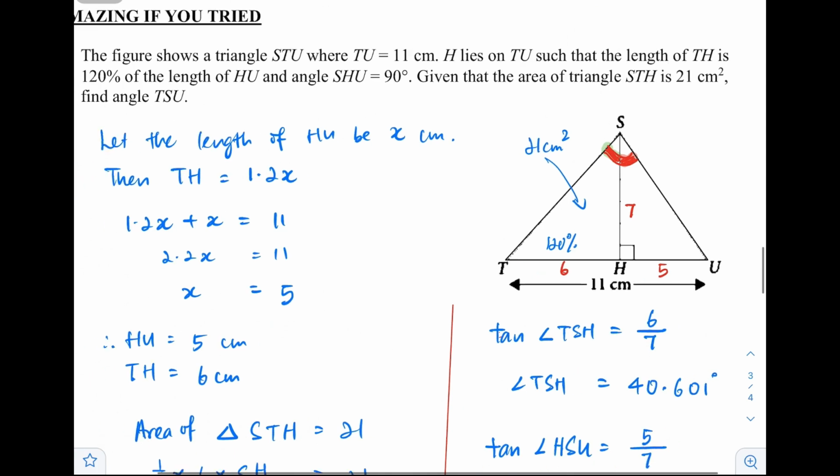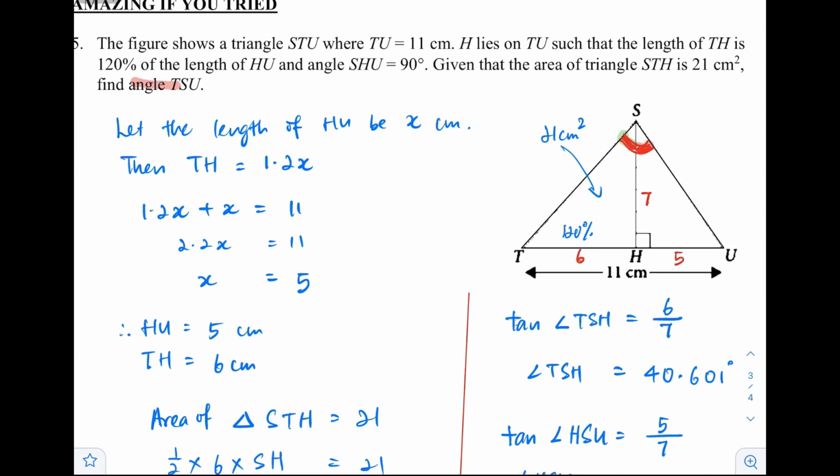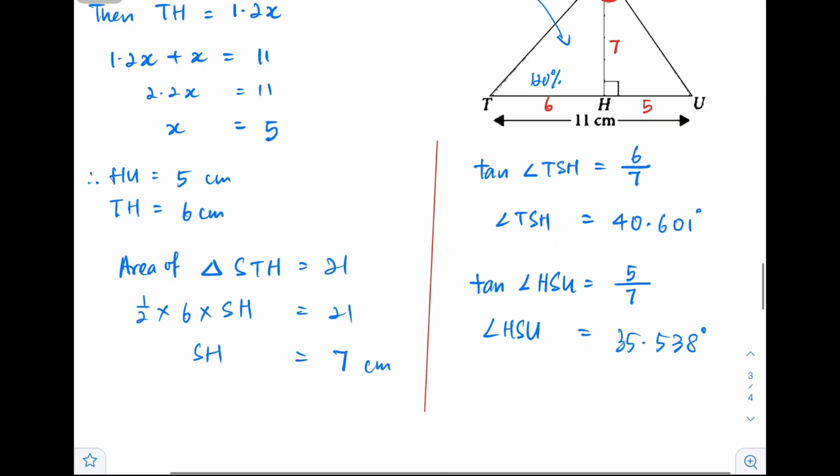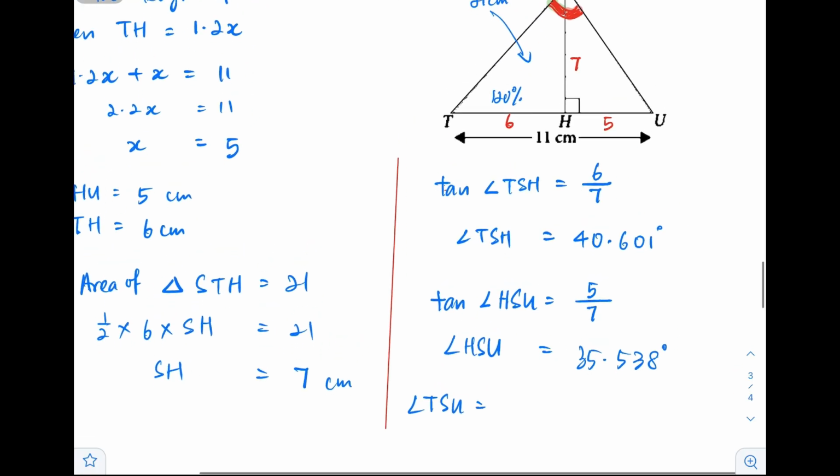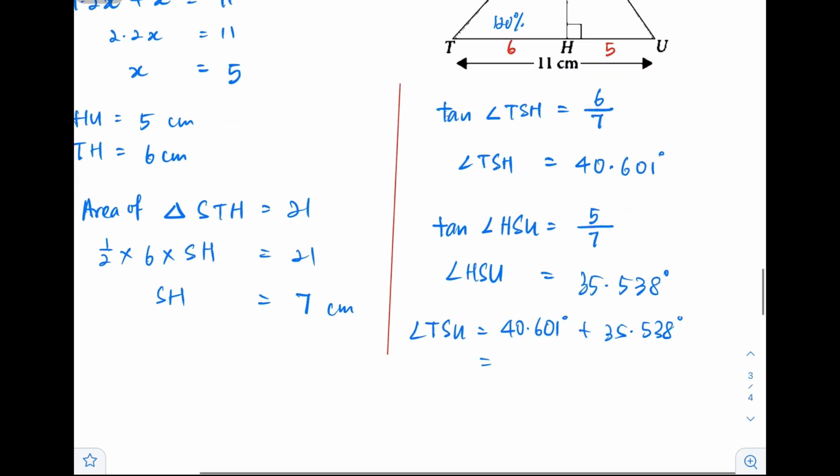So the angle that we want to find for this question is really angle TSU, which is the sum of these two angles that we have found. So angle TSU is simply equal to our 40.601 degrees added to our 35.538 degrees. So just press the calculator for these two and you will get 76.139 degrees. And for answers in angles, we always round to 1 dp.